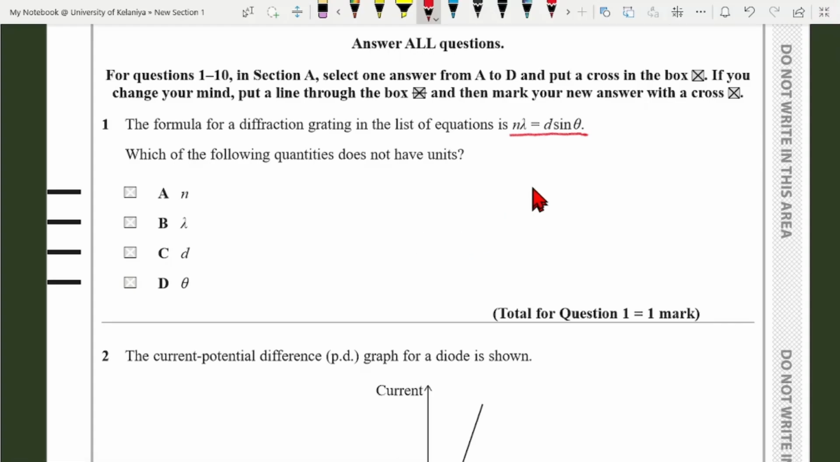Here they're asking which of the following quantities does not have units. This is our equation, so you can conclude directly that n is just a number, so it doesn't have any units.